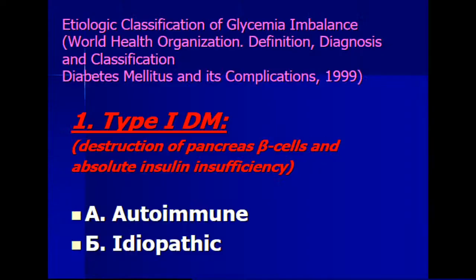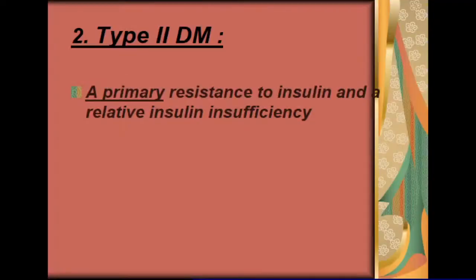Now we'll consider the classification of diabetes mellitus. First group, type 1 diabetes mellitus, with destruction of pancreatic beta cells and absolute insulin insufficiency. There are two variants, autoimmune diabetes mellitus and idiopathic. Second group, type 2 diabetes mellitus, a primary resistance to insulin and a relative insulin insufficiency.